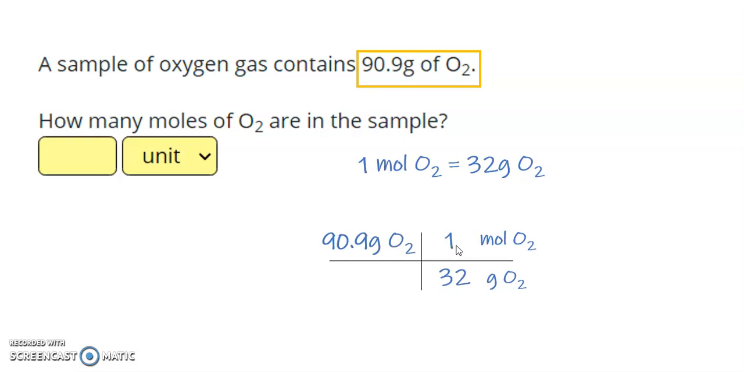1 mole has a mass of 32 grams of oxygen. So I put 1 with mole O2 and 32 with grams of O2. Grams O2 cancels because it's on the top and the bottom. I'm left with moles O2. That's the unit I want, so this is set up correctly. I'm going to take my numbers and do the top number times the top number divided by the bottom. 90.9 times 1 divided by 32 equals 2.84, so I can enter 2.84 moles for my answer.